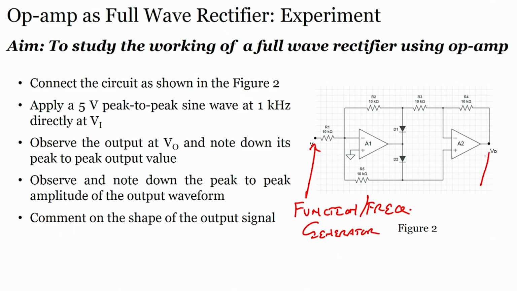Then, for the output voltage, to measure and comment on the shape, we need a digital oscilloscope. So, we need two things: one is a function generator, one is a DSO, and we have to apply a biasing voltage. That means we need what? We need the DC power supply.